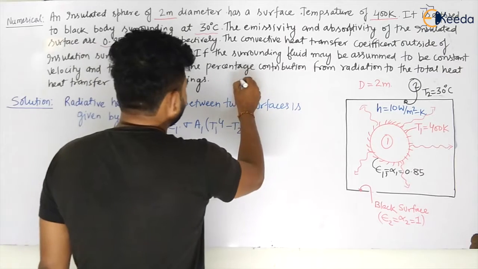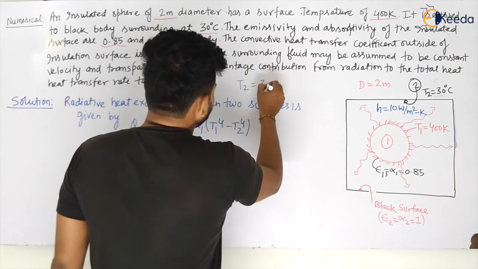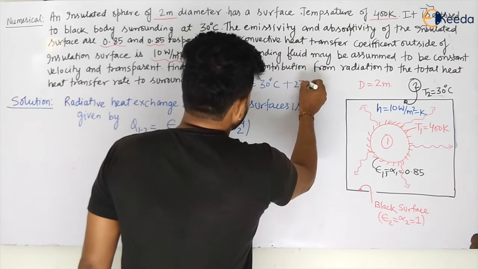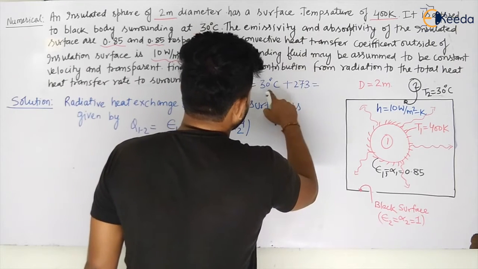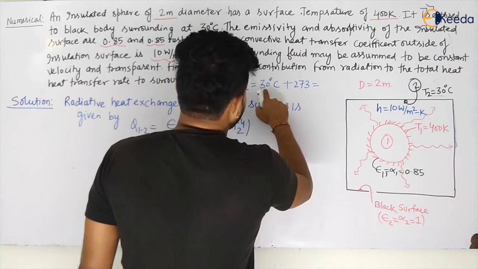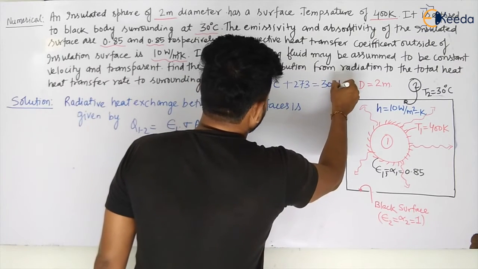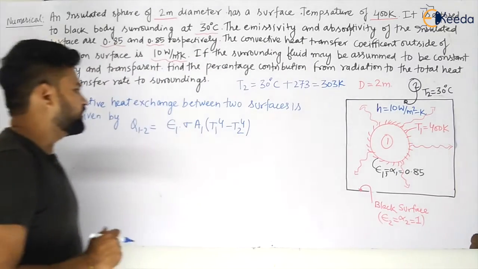What is your T2? So T2 they have given as 30 degrees Celsius. So if I will convert it into Kelvin, this will become that much. So this will be 273 plus 30, this will be 303 Kelvin, my dear student, 303 Kelvin. So let us put all the values.